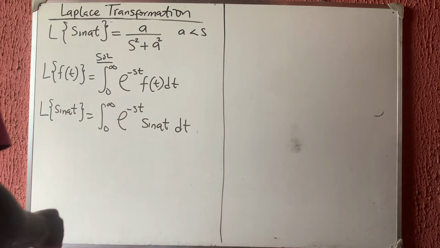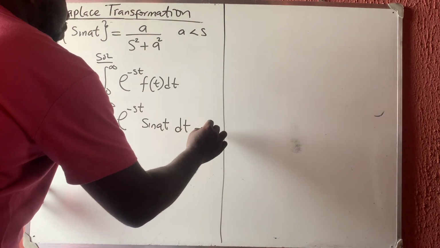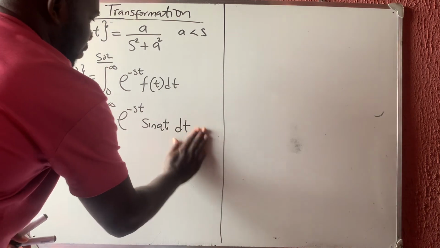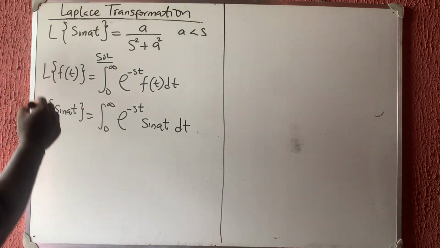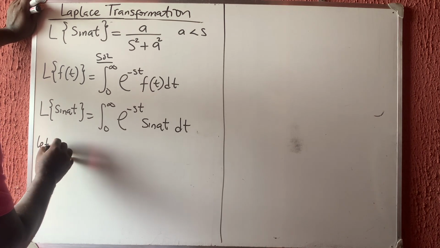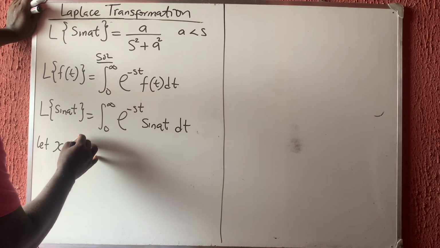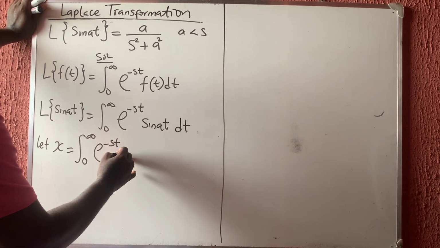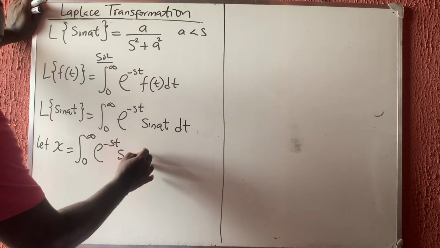Now, let this be equal to x. So my x is equal to this. I want to integrate this. Let's leave it this way. Now let x be equal to the integral from 0 to infinity of e raised to power minus st sine at dt.